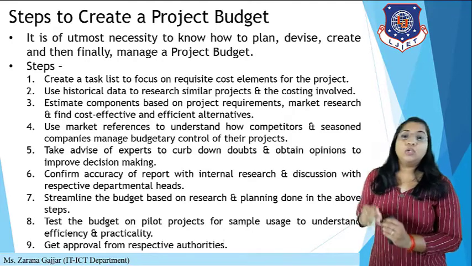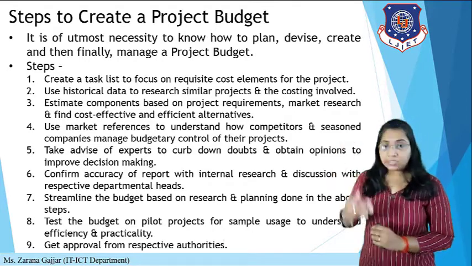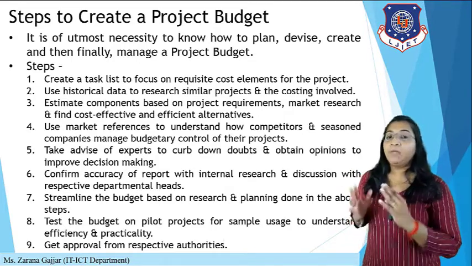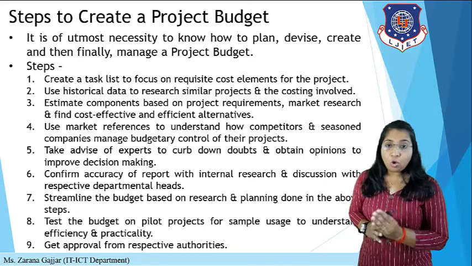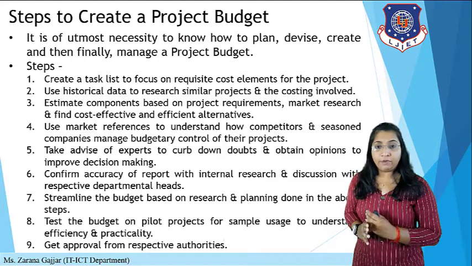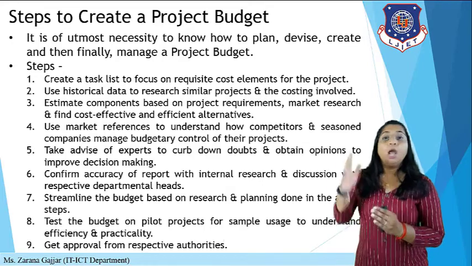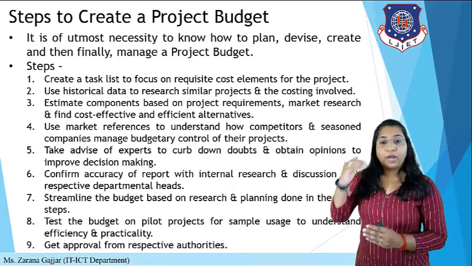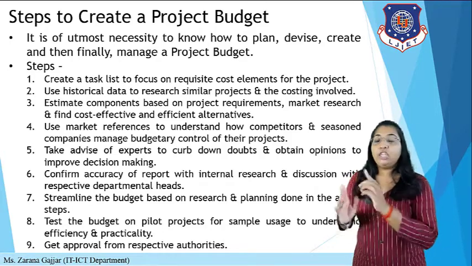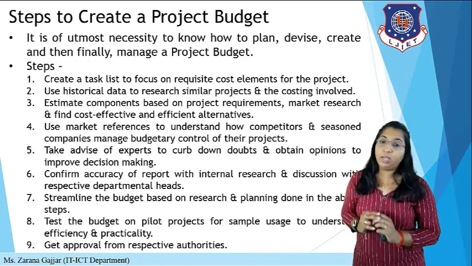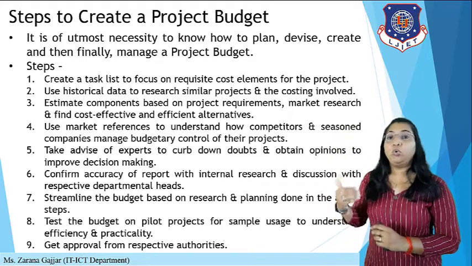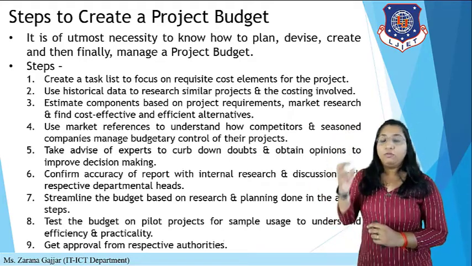Okay, so there are a few steps. Step one is you need to create a task list. As we have already discussed the task of the project manager, what are the activities covered by the project manager? The project manager will divide the activities. Based on the requirement of the customer, the project manager will divide what amount of activities will occur for this particular project. Based on these activities, you are able to calculate what amount of costing will be required. So the first step is to create a task list so that you can focus on the requisite cost elements for the project.